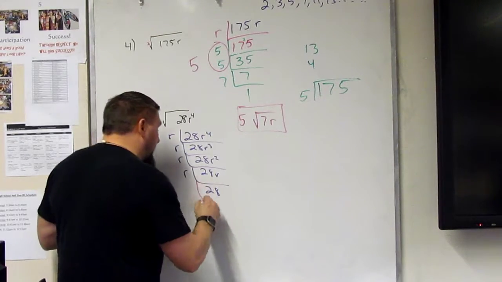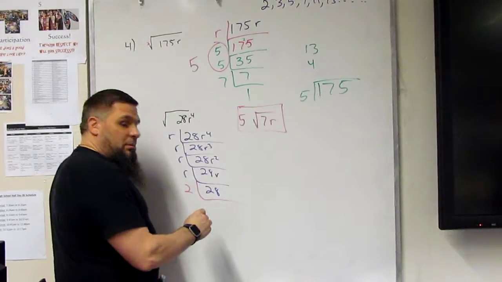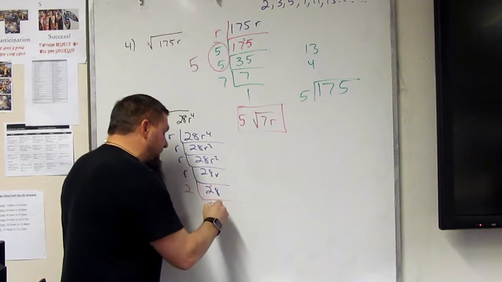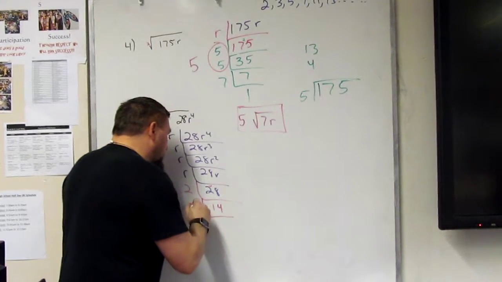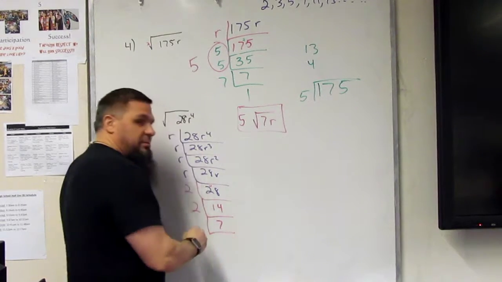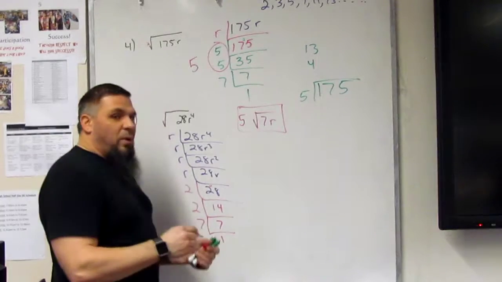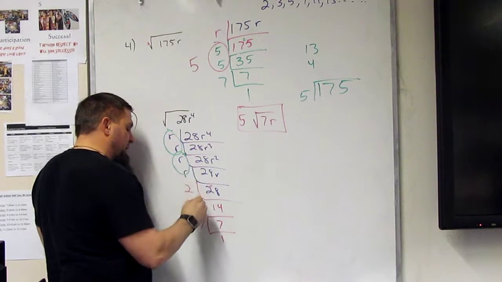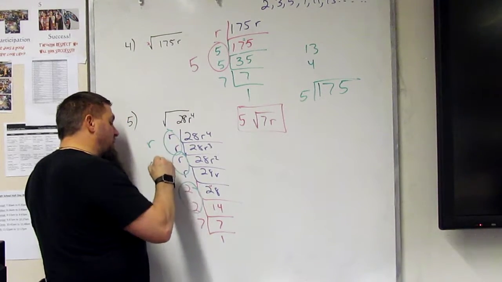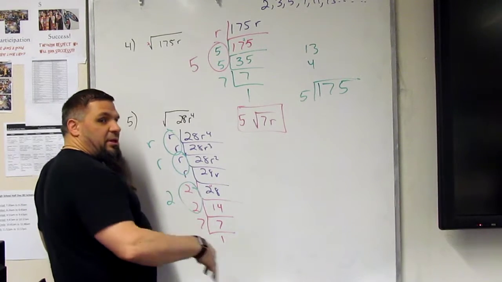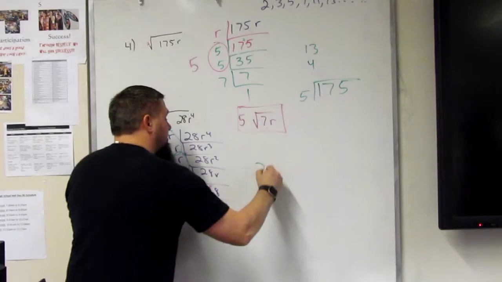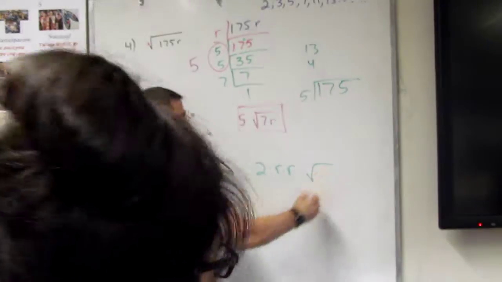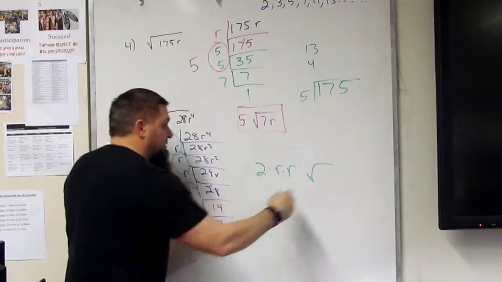Then I'm going to pull out a 2. 2 goes into 28 once with nothing left over, so it's just 8. 2 goes into 8 4 times. 2 goes into 14 7 times. And 7 goes into there once. Now I circle the pairs. Here's a pair, here's a pair, here's a pair. So there's an R, another R, and a 2 that go outside of the box. So 2 times R times R, and the one that's left in the radical is the only one not circled, 7.